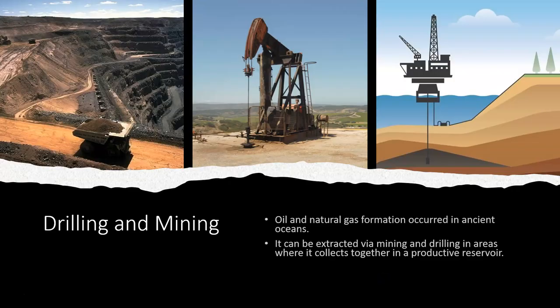How do we get to the oil and natural gas and coal that is obviously buried deep within the ground? We have to drill and mine for it. Oil and natural gas formation occurred in ancient oceans. It basically was covered up with sediment, and it got kind of pushed into these oil and coal beds. And so we need to extract it via mining and drilling in areas where it collected together to produce kind of a productive reservoir. Okay.